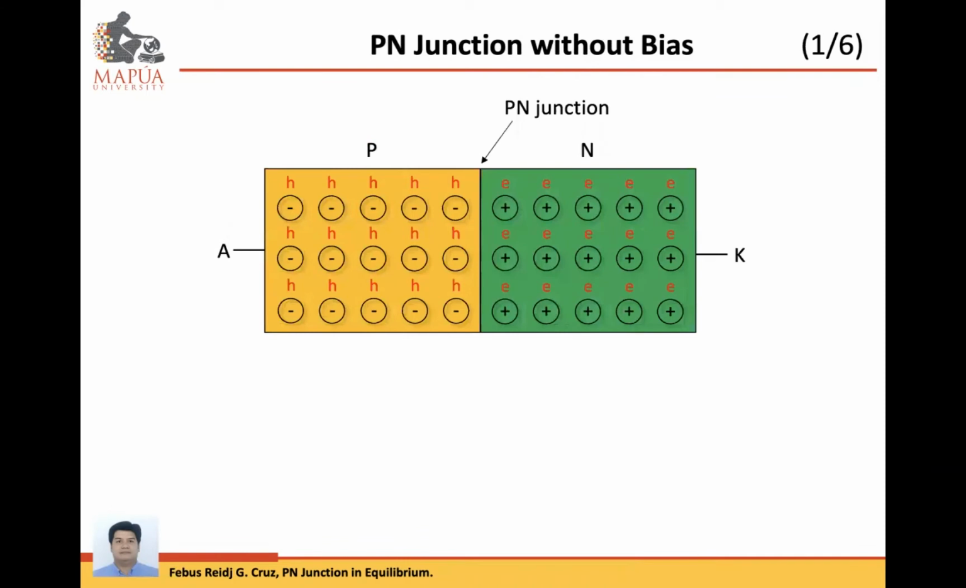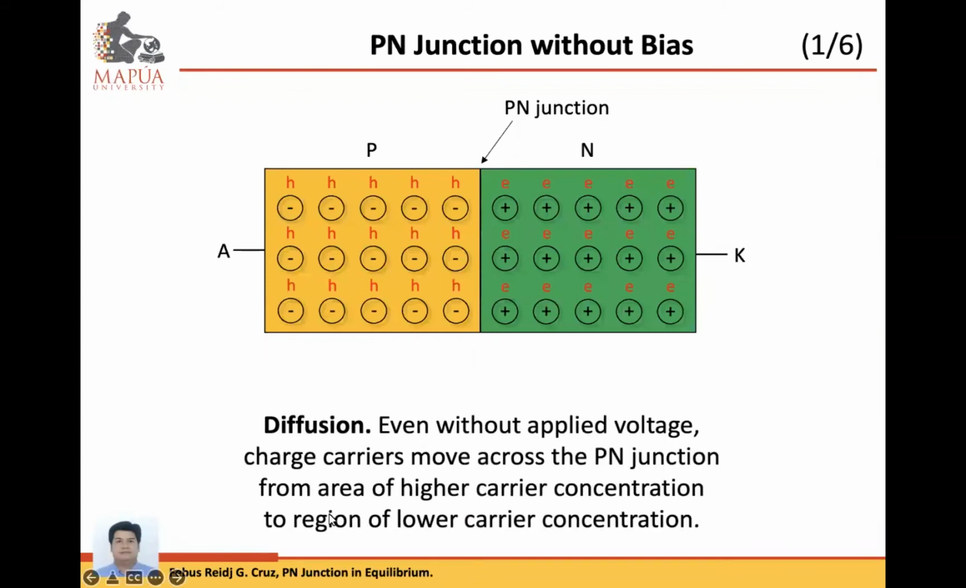But before continuing with the forward bias and the reverse bias, let's start with the PN junction without bias. What is happening inside the PN junction when there is no applied voltage? The first possible scenario is there is a probability of diffusion process. So when you say diffusion, even without applied voltage, charge carriers move across the PN junction from an area of higher concentration to a region of lower carrier concentration.